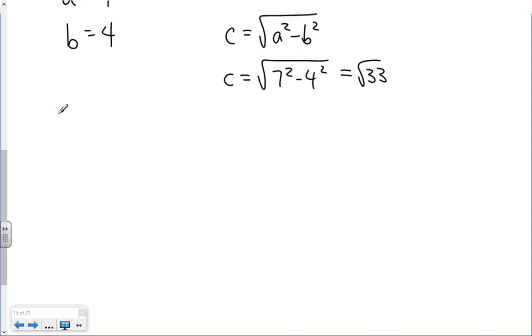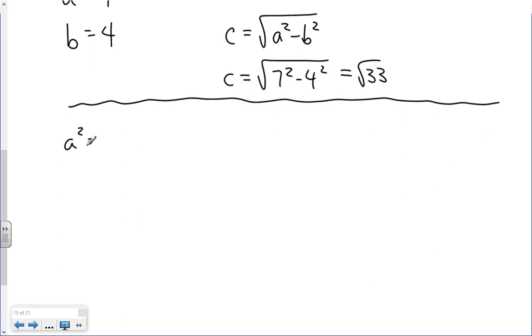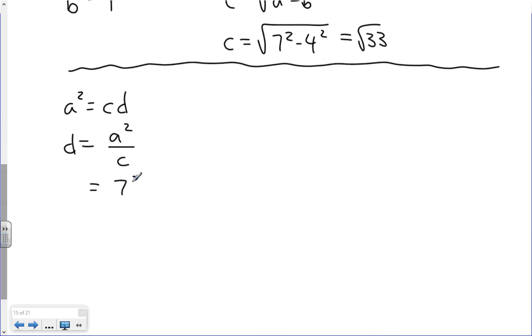You can decide whether you want to find D next or whether you want to find eccentricity next. One of the additional properties that I gave you there on your sheet is a relationship between A, C, and D. And since I know A and C, I could find out what D is equal to. That is A squared is equal to C times D. And so I could solve this for D. D is equal to A squared over C. A is 7, so that's 7 squared divided by C, which we just found out was the square root of 33. So we get 49 over the square root of 33 for D.